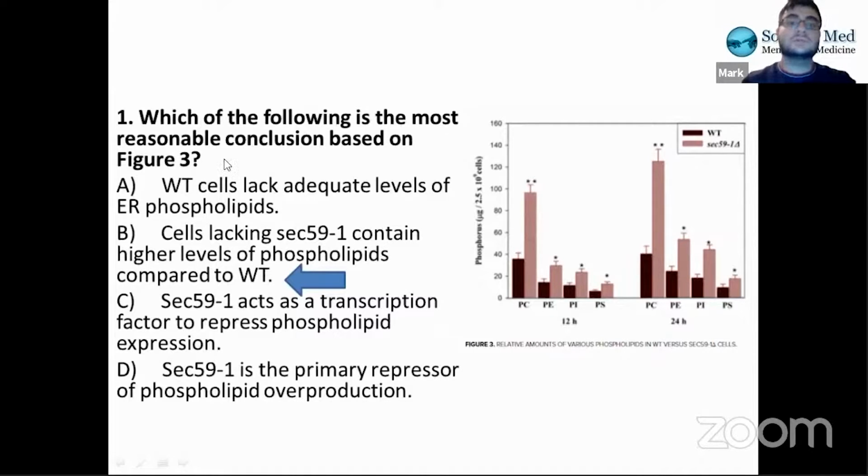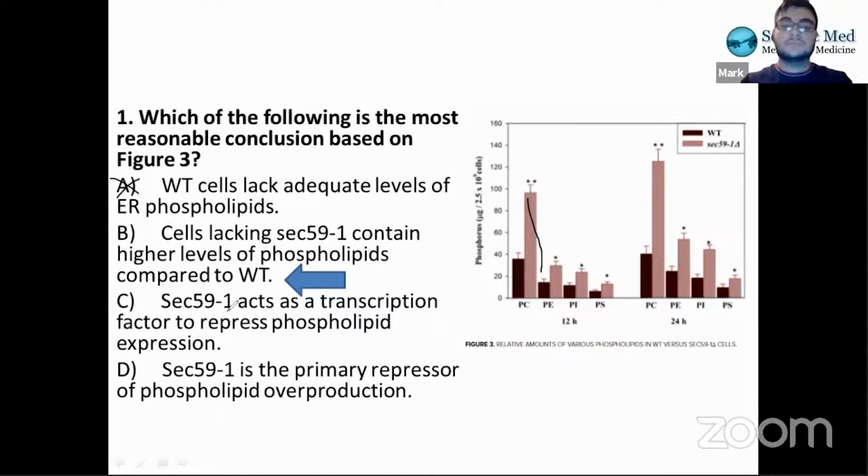Which of the following is the most reasonable conclusion based on figure 3? A: Wild type cells lack adequate levels of ER phospholipids. That's not really supported by anything here. As you can see, wild type is this dark red. They do have much lower levels of phospholipids than these, but it doesn't mean that they lack adequate levels. In fact, they probably have normal levels. It's just that the deletion mutation actually has high levels rather than adequate levels. So A is not really supported. We don't really have information for that.